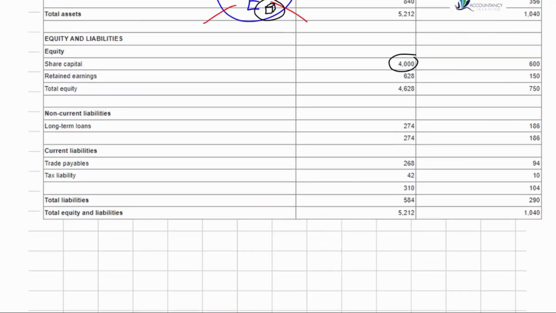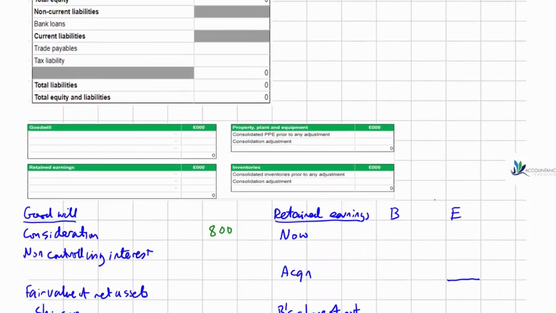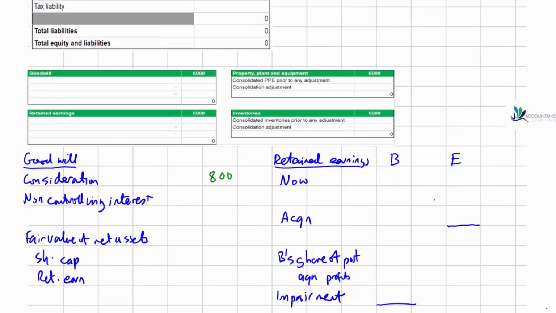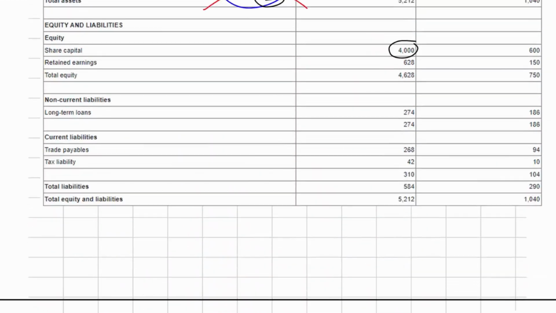Okay, we've got our 600 for our subsidiary. Well, that's part of the net assets of the subsidiary, isn't it? So that means that's going to be part of our goodwill calculation. When we buy the subsidiary, when we buy Elegant, we're buying control of their net assets. And remember, net assets is the equivalent of equity. So we're putting that 600 there. So we've put those two numbers into our answer. We can highlight them now.